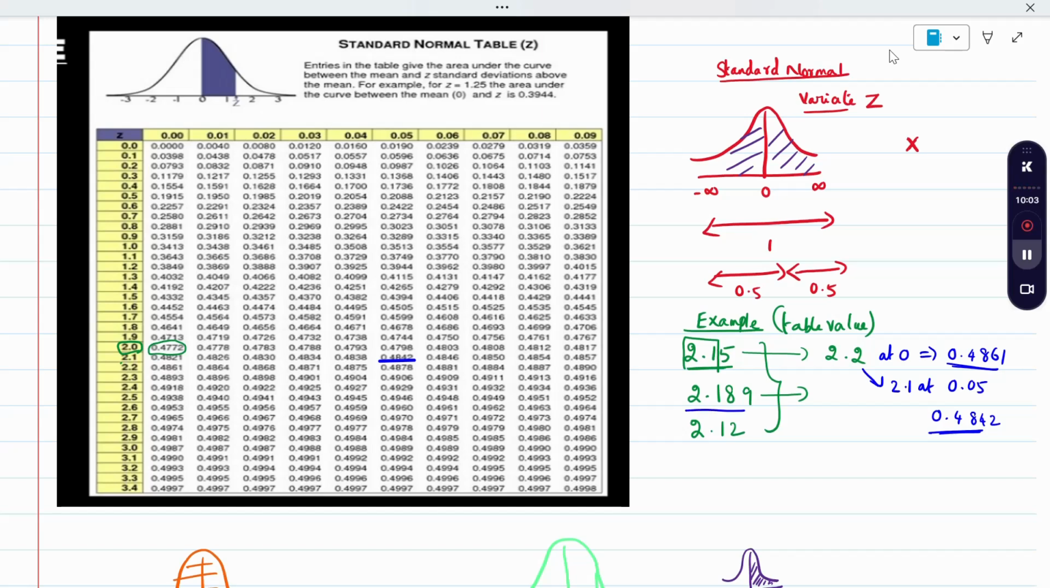For example, this 2.18, how we have to do: now 3 decimals and all, it is not there. Make it as 2 decimals, 2.19 I can write. How we have to see the table value: 2.1 at 0.09. It is covered with 2.19. So 2.1 at 0.09, it is nothing but 0.4857. So completed. 2.12 for a table value, 2.12.